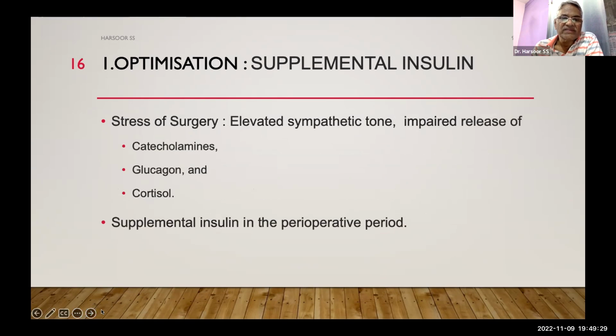And the stress of surgery is quite strong, because it produces elevated sympathetic tone, and thereby there is increased release of the catecholamines, the glucagon, or even the cortisol. All of these endogenous hormones are likely to increase the serum glucose levels. So therefore, supplemental insulin in the perioperative period is very much essential and also helpful.